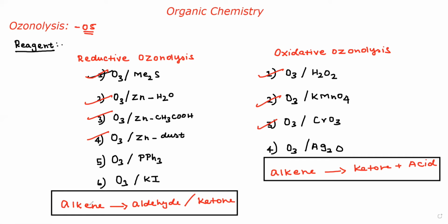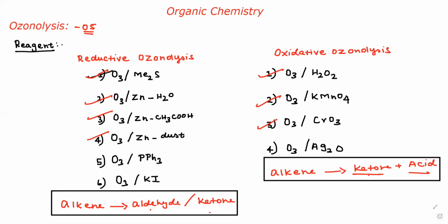Reductive ozonolysis: alkene gives aldehyde and ketone. You got the point: both aldehyde, both ketone, or aldehyde plus ketone. In oxidative ozonolysis, the answer is always ketone plus acid. If you do reductive ozonolysis on an unsaturated system, we get two products, either two aldehydes, two ketones, or a mix of aldehyde and ketone, based on the alkene system. In oxidative ozonolysis, we always get ketone plus acid. We have to memorize these reagents, then go for the questions.